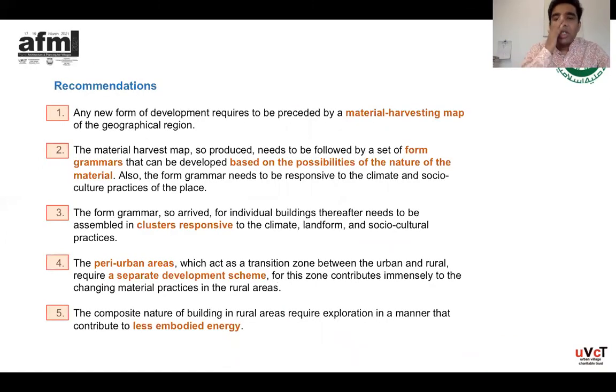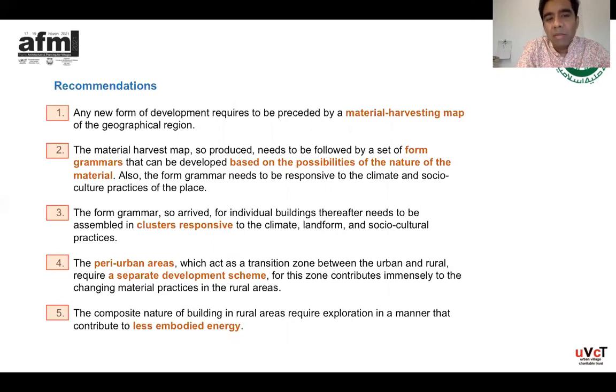So the following measures can be taken up, which are the recommendations that I would like to make based on the analysis that I have done of the districts of West Bengal across the 5 geographical regions that were identified. Any new form of development requires to be preceded by a material harvesting map of the geographical region. So we should be aware of what the various materials available are, and the new development scheme should be in alignment with the existing material availability in the region.